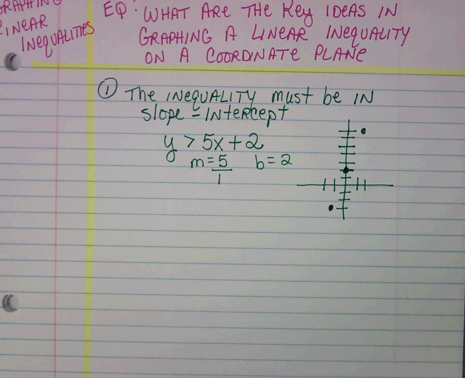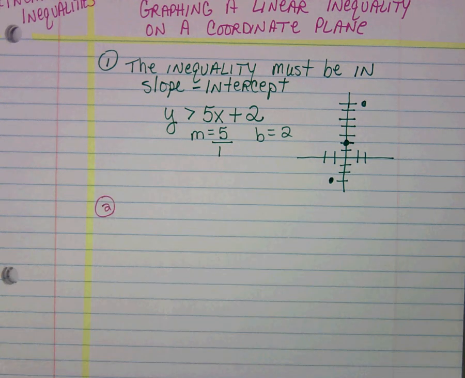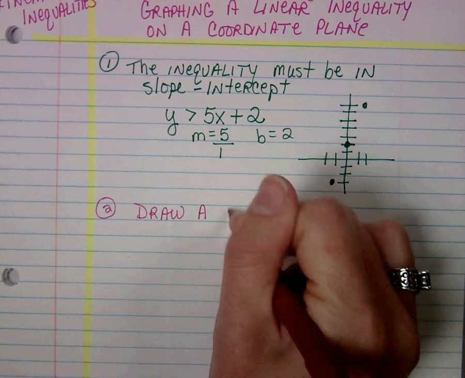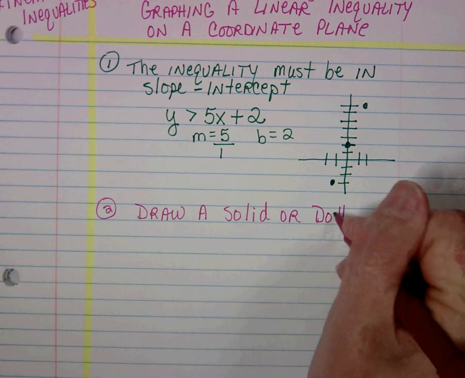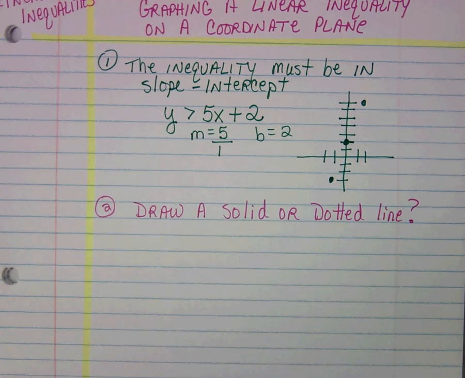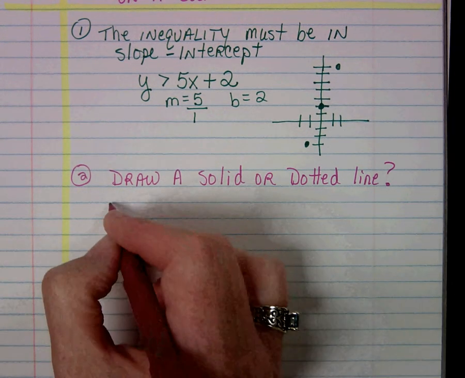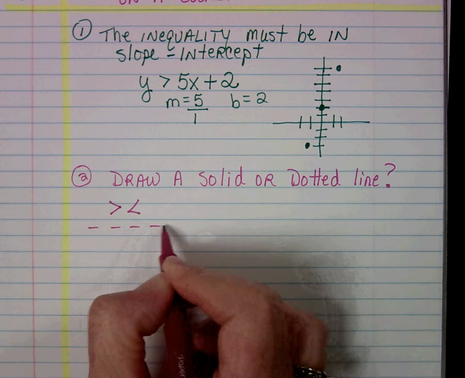So the second thing that we need to know about graphing linear inequalities is, do we draw a solid line or a dotted line? This is similar to when we graph on a number line. Do we put an open circle? Do we put a closed circle? It correlates just the same way. So if we have the symbols greater than or less than, on a number line we would put an open circle. On a coordinate plane we would put a dotted line.